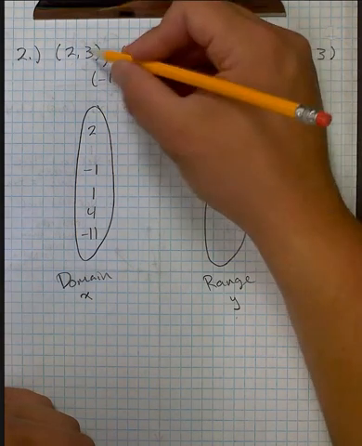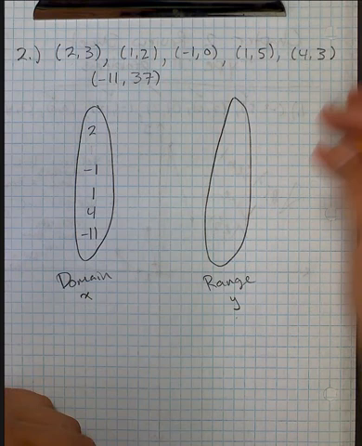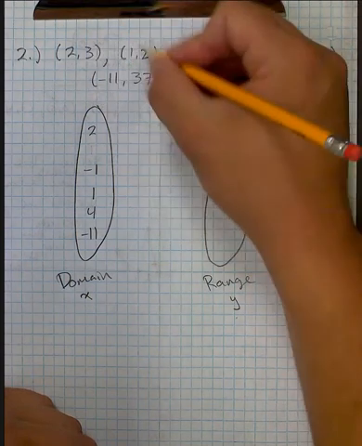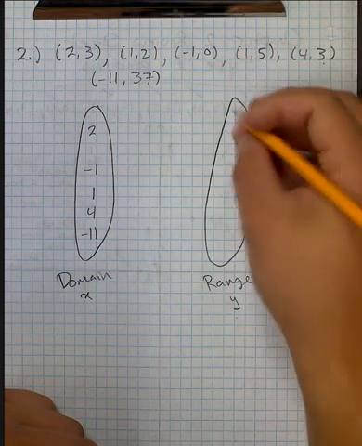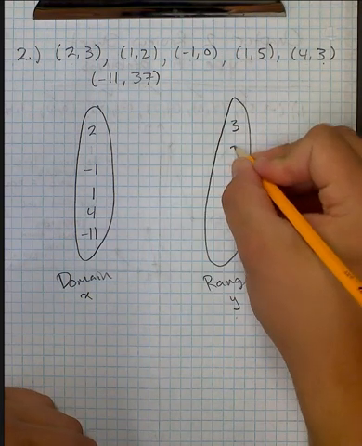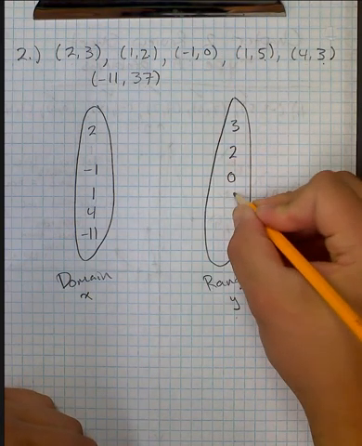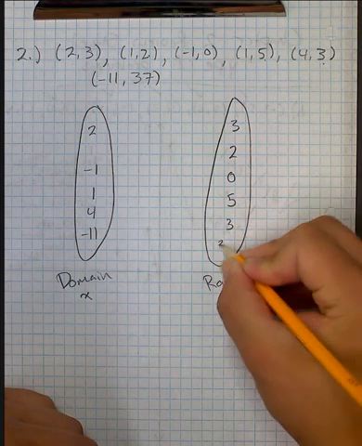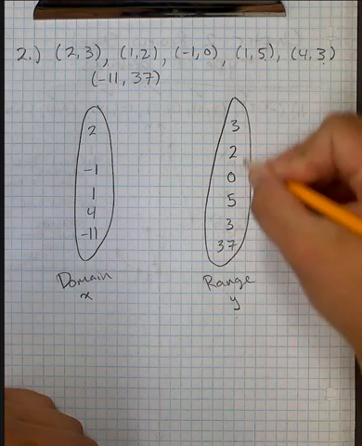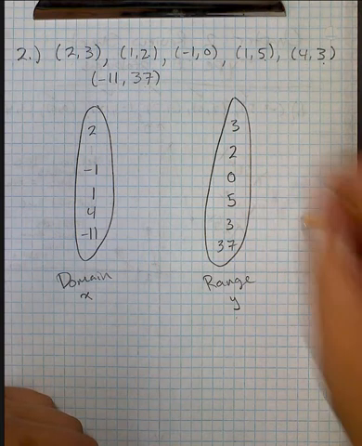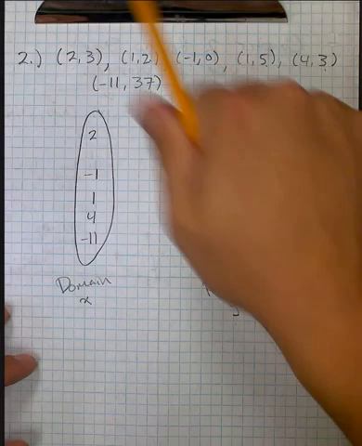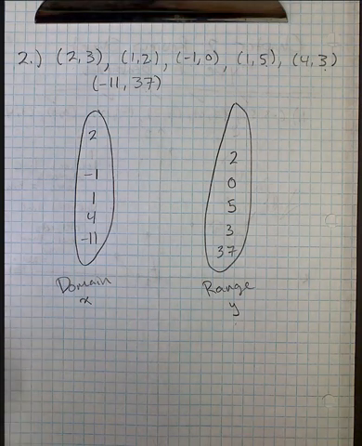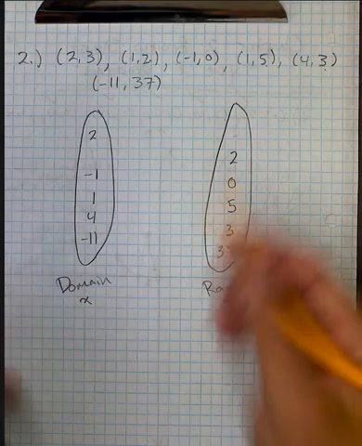Then going over here, I have my range. I just use my y values, 3, 2, 0, 5, 3, 37, and I list them here. Then after you list them, you look for any doubles. Well, I have a double 3, so I'm just going to erase one of the 3s. That's why I use a pencil, not a pen. And then you map with an arrow.